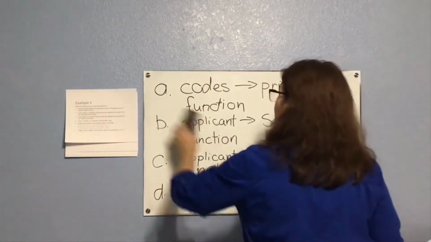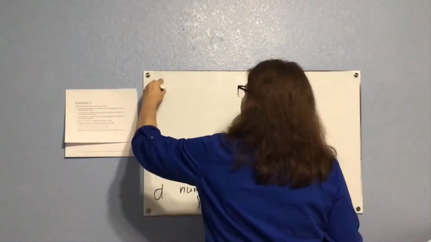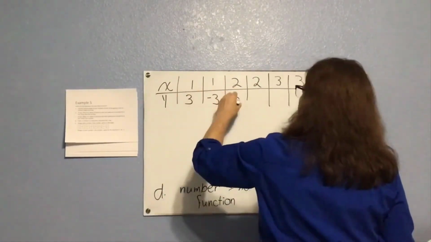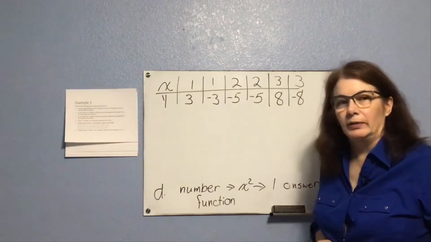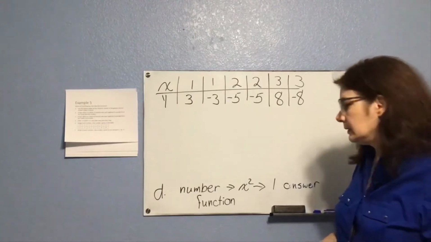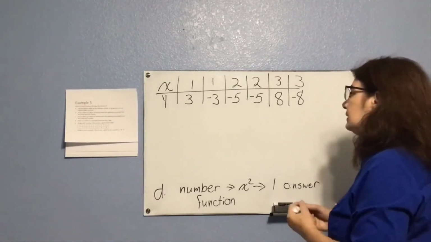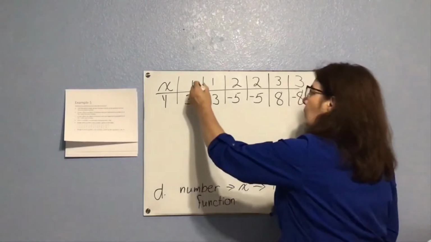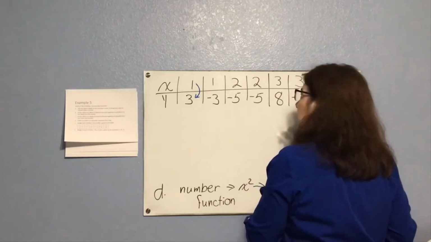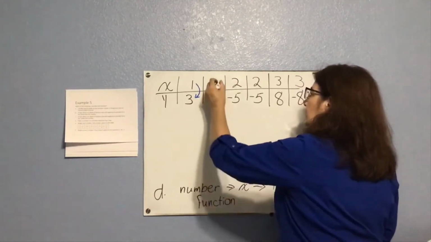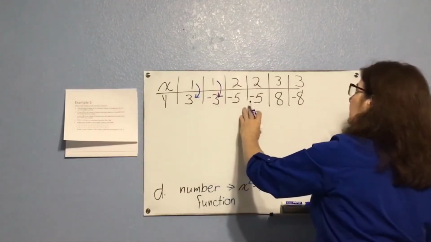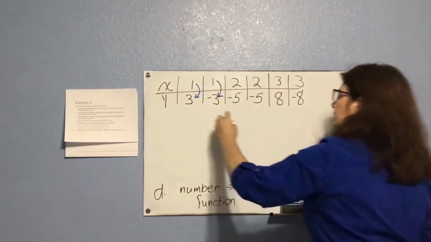But wait, there's more. I'm going to give you a table. In this table, does every input have exactly one output? I think it's fairly easy to see that that's not true, because here I've got 1 and 3, but here I have 1 and -3. Those are not the same. These two are the same, but these two again are not. So this is not a function.